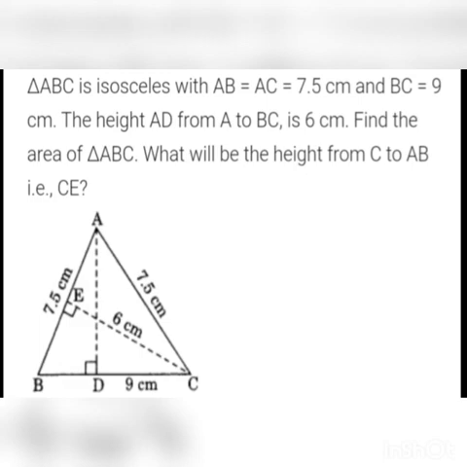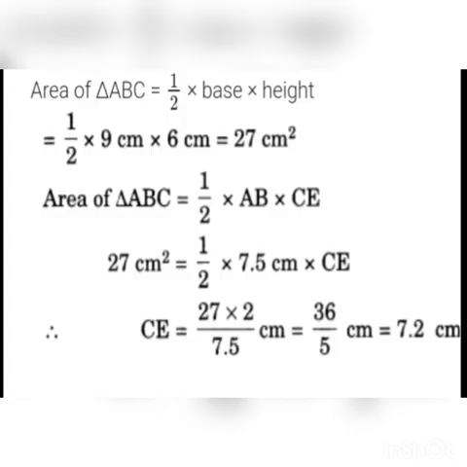We have 3 sides and 1 altitude is also given. So using the formula for area of triangle, we can easily find the area of this triangle. Once we get the area, we can find the length of CE taking AB as base. So first finding the area, which base will we take? BC and this altitude. BC is 9, AD is 6 centimeter. So area of triangle is half base into height, half into 9 into 6, which gives you 27 centimeter square.